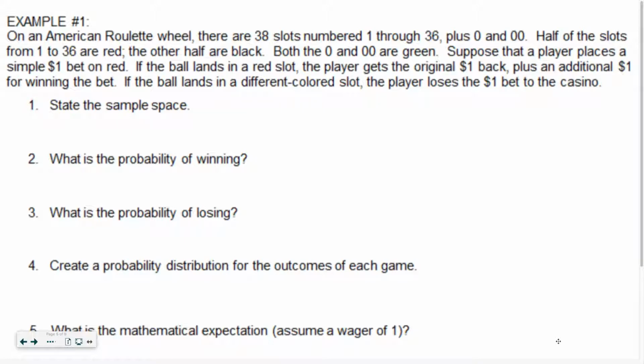On the American roulette wheel, there are 38 slots. They're numbered 1 through 36, and there's the 0 and the 00. Half of 1 through 36 are red, and the other half are black, and then the 0 and the 00 are both green. This is the one where it turns, and a little white ball drops in, and when it stops turning, it lands in a slot. Suppose that a player places a simple $1 bet on red.